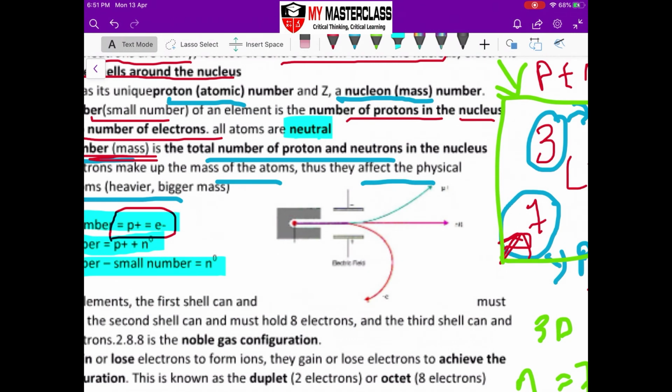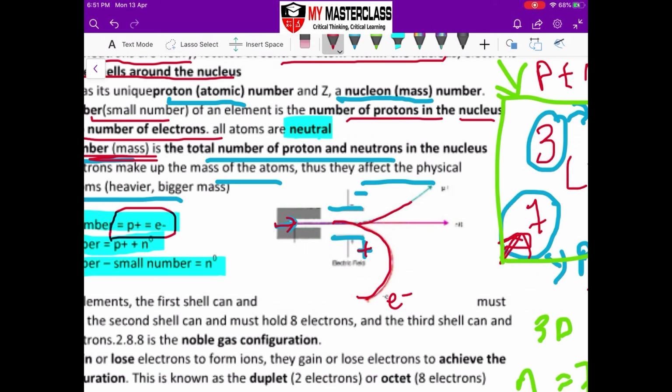Let me zoom in on this picture and look at it in detail. This picture gives you an illustration. Suppose I have an electric beam that can shoot the proton, neutron and electron out. There are 2 plates here, a negative plate and a positive plate. When you shoot the proton, neutron and electron out, because this plate is the positive plate, your electrons will get attracted to it.